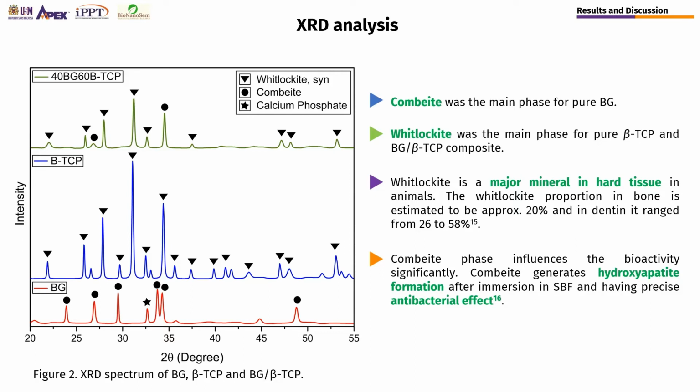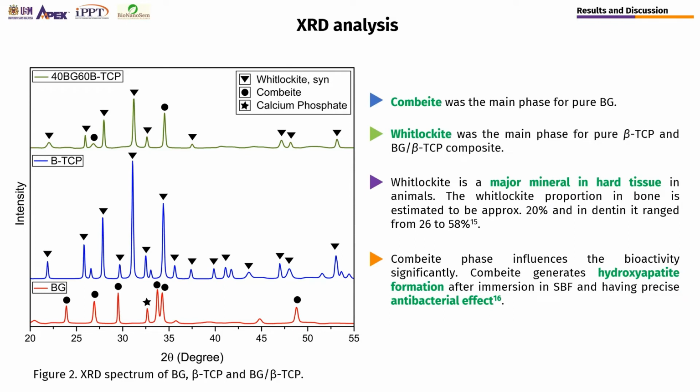Whitlockite is a major mineral in hard tissue in animals. Its proportion in bone minerals is estimated to be approximately 20%, while in dentin it ranges from 26 to 58%. Due to the similar chemical composition to hard tissue, whitlockite or beta-TCP has excellent bioactivity, biocompatibility, and bonding with bone and dental tissue.